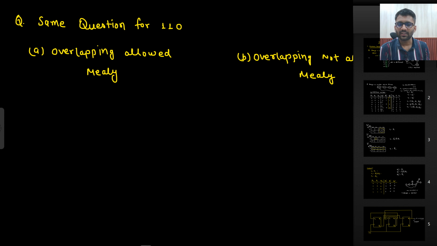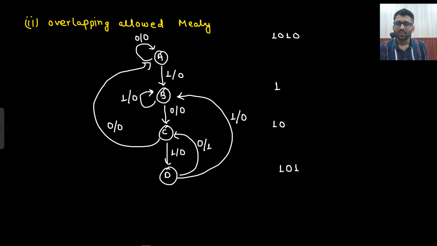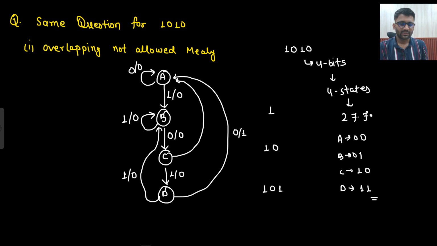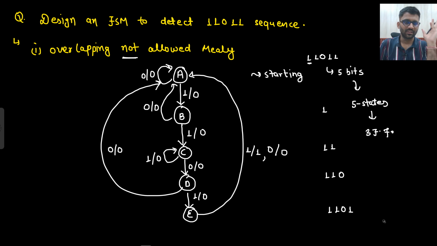Did we see another example? So this you will do on your own, but later on you will do. So yeah, that was the scene for Mealy machine. So this we have done for Mealy machine, overlapping allowed and overlapping not allowed.